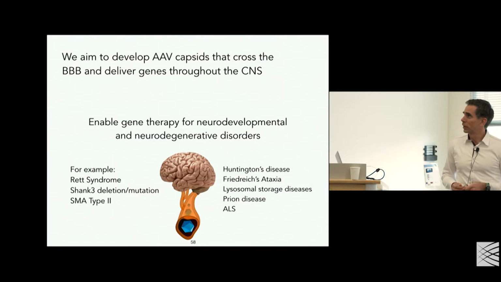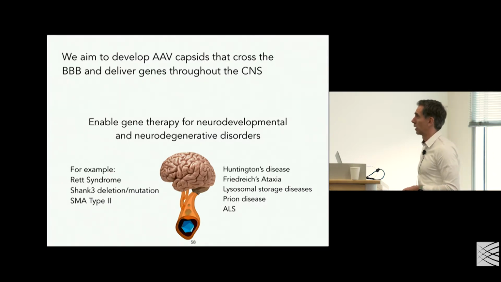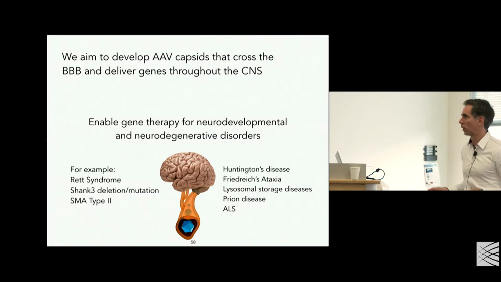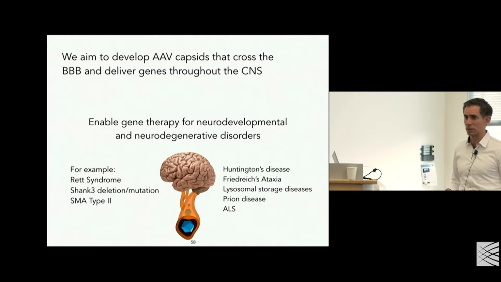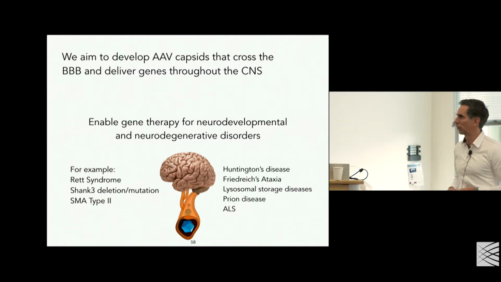So another thing that we have been putting a lot of resources and time into is trying to find ways of delivering genes throughout the entire CNS by crossing the blood-brain barrier. This would obviously have a lot of applications both for testing hypotheses and potentially developing gene therapies around treating neurodevelopmental disorders. If you want to treat something like Rett syndrome or SHANK3 mutation or deletion, can you do this with a gene therapy? If so, when do you need to treat?